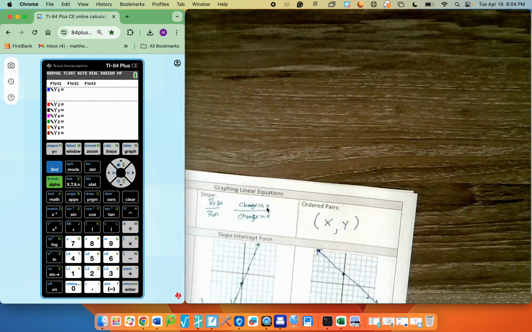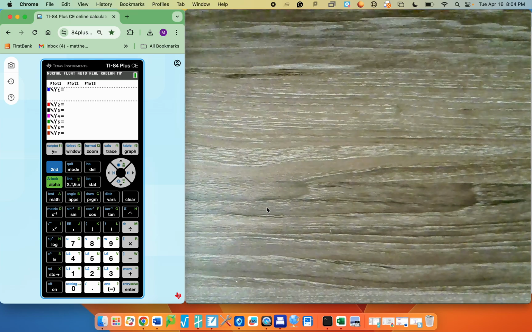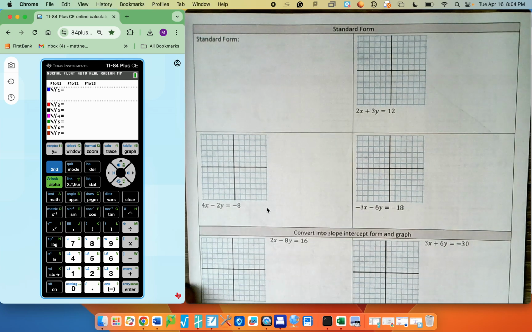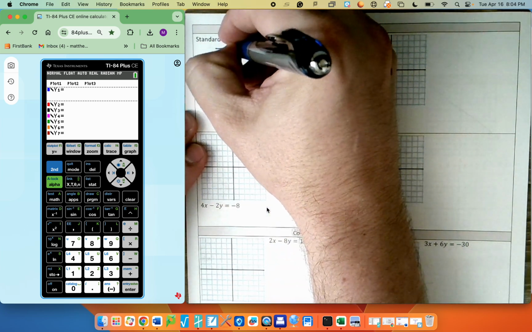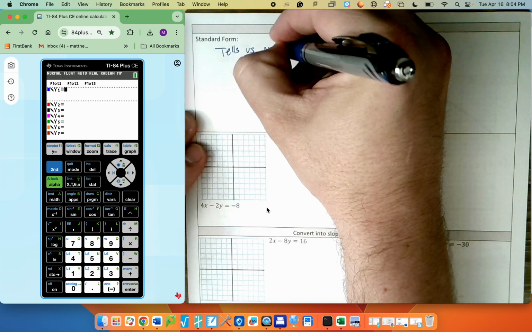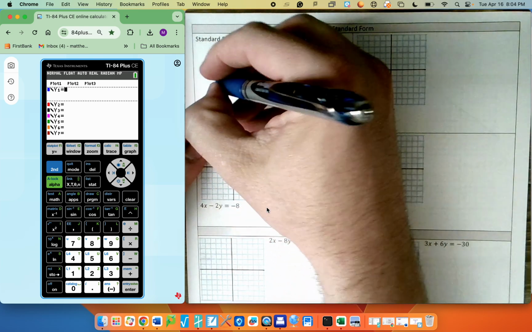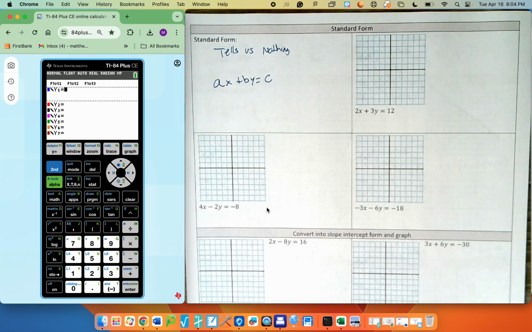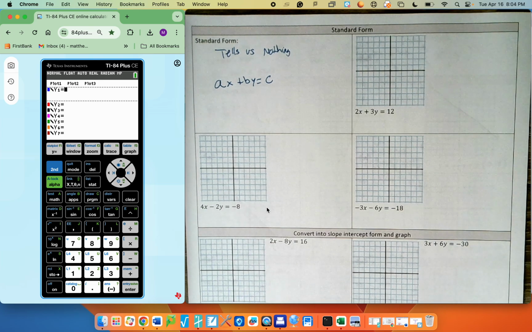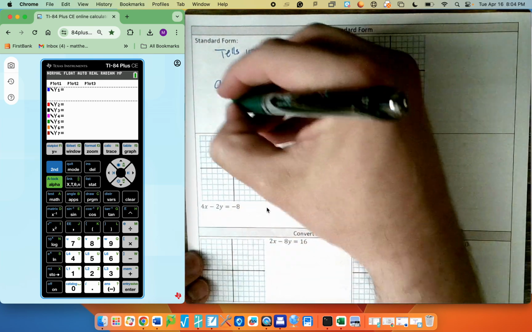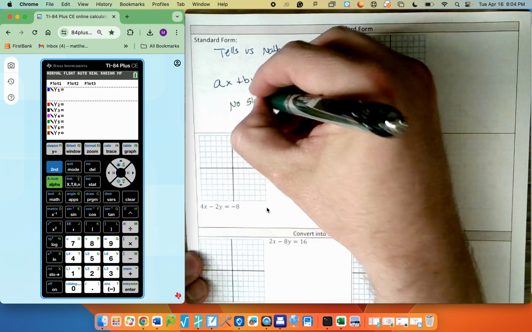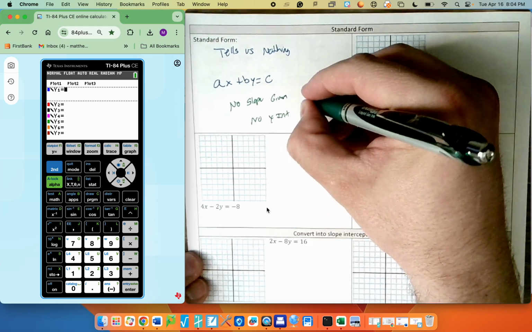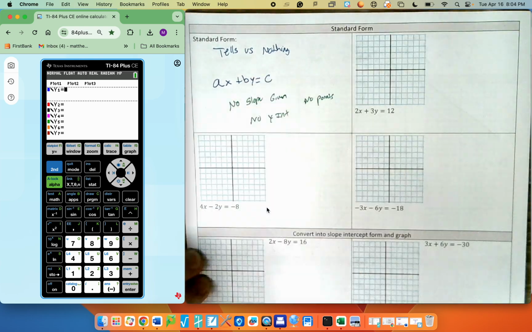All right, the last one, a very common form that linear functions like to take, was our standard form. So standard form, remember, tells us nothing. All it tells us is that we have a linear function. That's it. So standard form, ax plus by equals c. There's no slope given, no y-intercept, no points, no nothing.